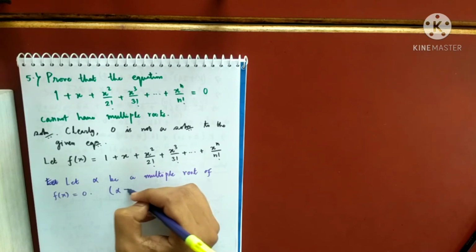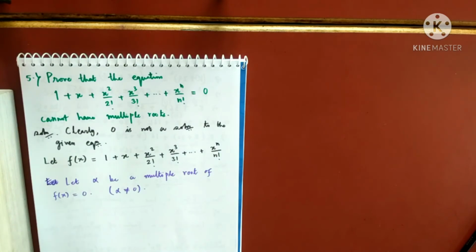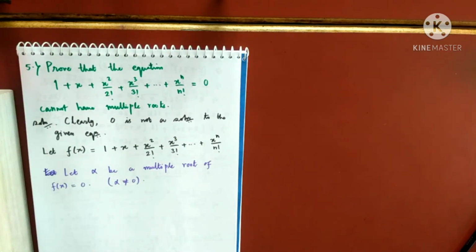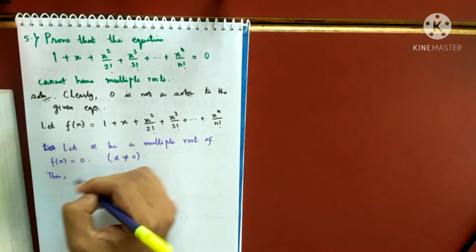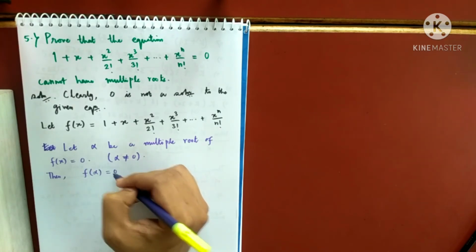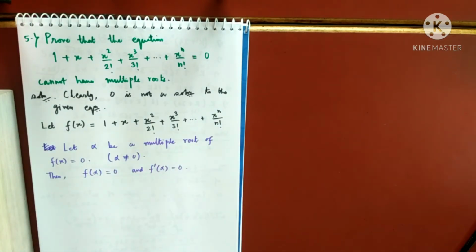Clearly, alpha cannot be 0, because 0 is not a root. That means alpha cannot be a multiple root either. So let alpha be a multiple root of f(x) equals 0. Then I have two things as usual: f(alpha) is 0 and f dashed alpha is also 0. I am assuming, if possible, that alpha is a multiple root, and clearly alpha cannot be 0. Because it is a multiple root, by definition f(alpha) will be 0 and f dashed alpha will be 0.